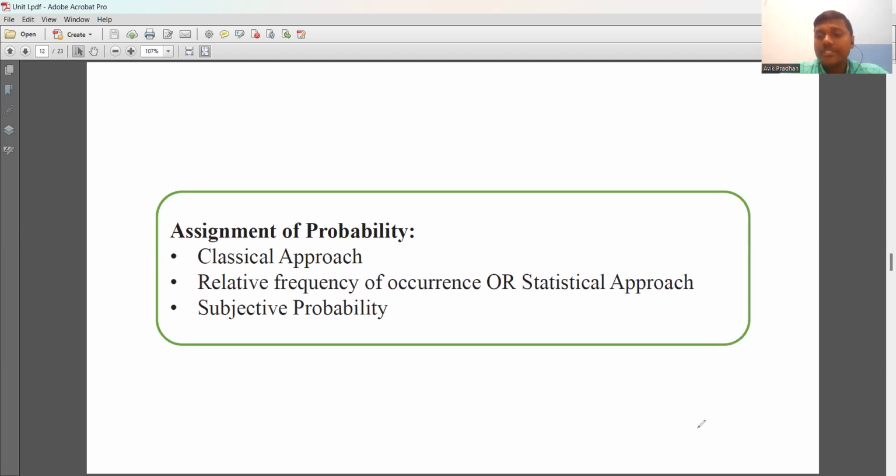The classical approach is also sometimes referred to as the classical definition of probability in the literature, and the relative frequency of occurrence or statistical approach is referred to as the statistical definition or empirical definition of probability in the literature. And the subjective probability is also an approach to define the probability of an event. So we'll first go for the classical approach.